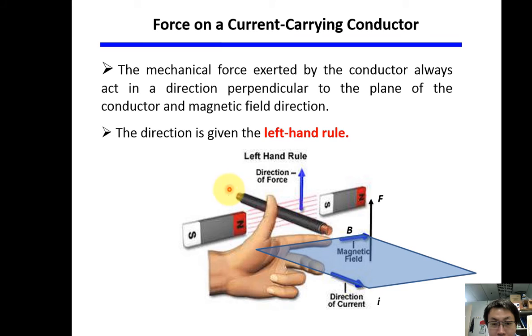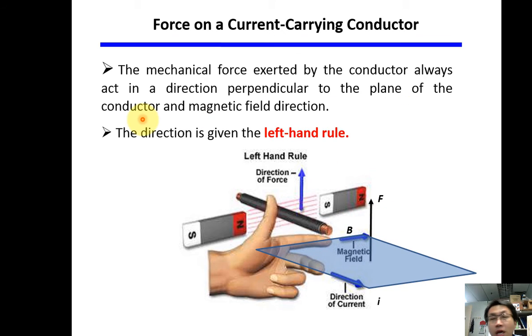So this is the conductor. Always act in the direction perpendicular, means 90 degree, to the plane of the conductor and magnetic field direction. So where is the plane of the conductor and magnetic field direction? Have a look on the conductor. This is our conductor. Where is our field? This is our field.